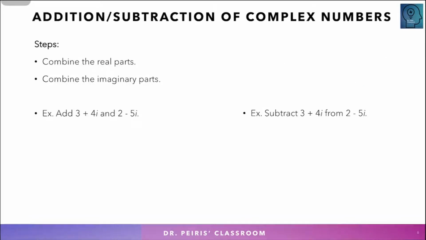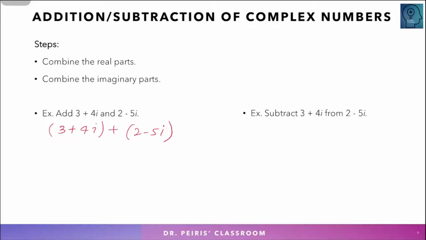Now let's see how we add and subtract complex numbers. What do we need to do? Basically you need to combine the real parts together and the imaginary parts together. So let's see the example. We are going to add 3 plus 4i and 2 minus 5i. So 3 plus 4i plus 2 minus 5i.